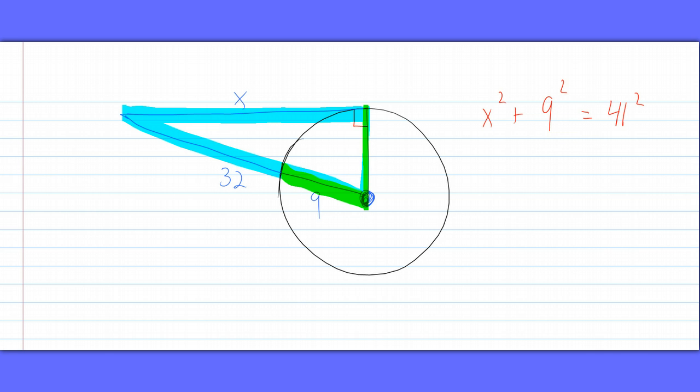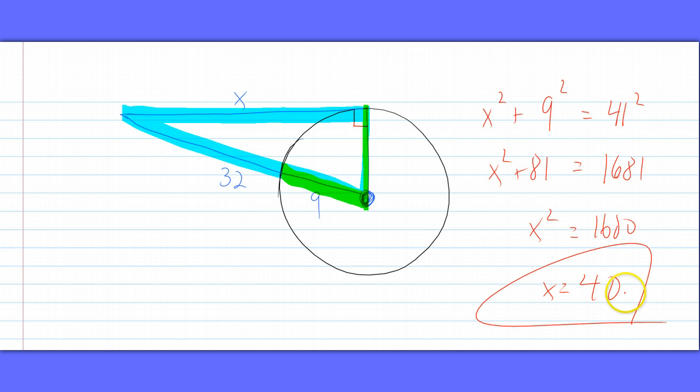So here is our Pythagorean theorem. X squared plus 81 is equal to 1681. Subtract 81 from both sides. Take the square root, and x is equal to 40 units.